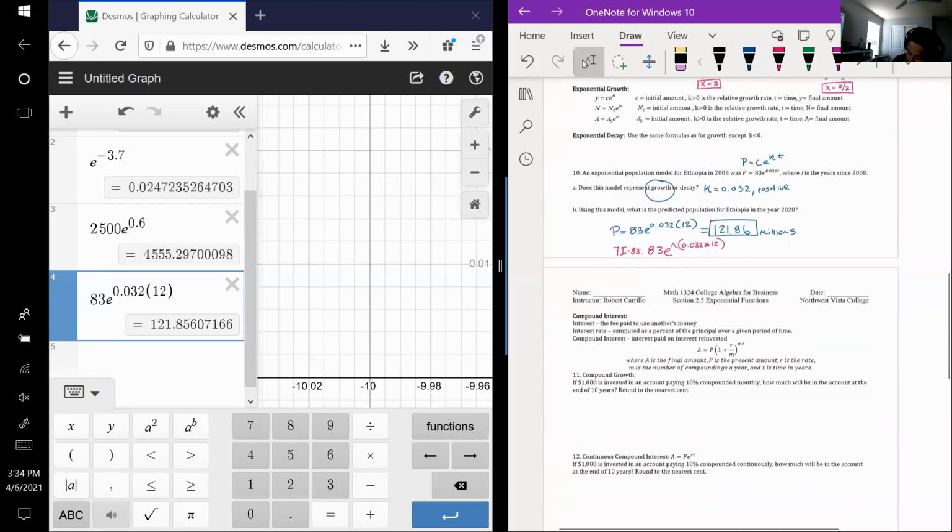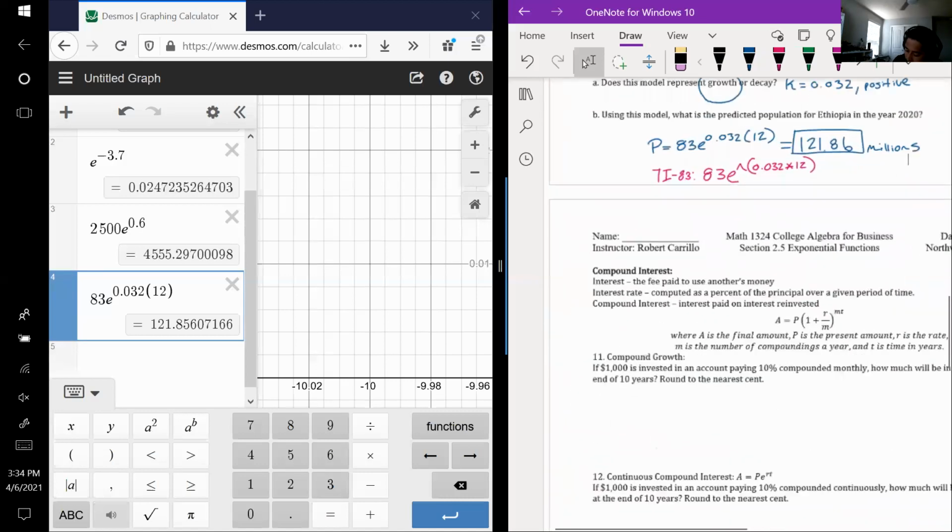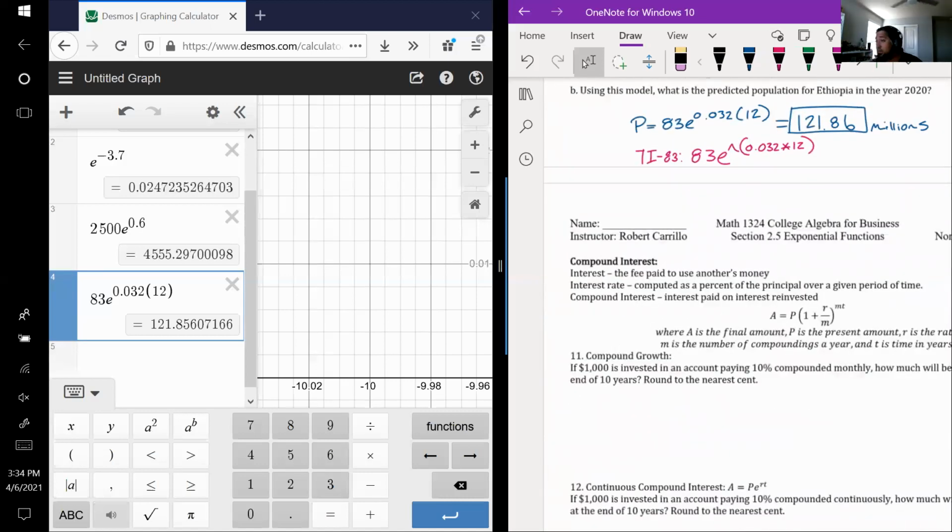All right, last page. Let's talk about compound interest, which of course we'll get into later. Chapter 3 is all about money and lots of formulas. Okay, so some terms. Interest is of course the fee paid to use another's money. Interest rate is computed as a percent of the principal over a given period of time. And compound interest is interest paid on interest reinvested.